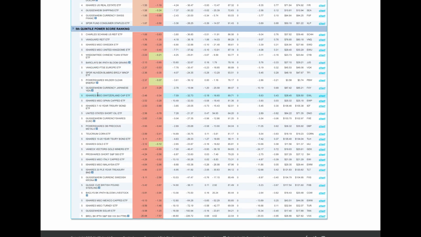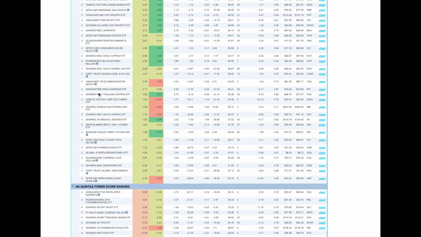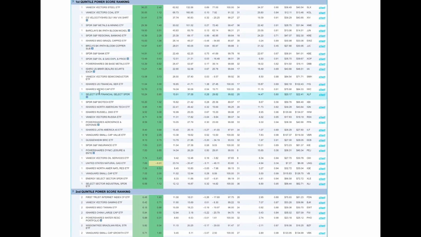I mean, to be in any of these right now wouldn't make any sense on a long-only basis, because there's quite a bit of outperformance in any of the ETFs up above. All right, so that's how it breaks down that way.